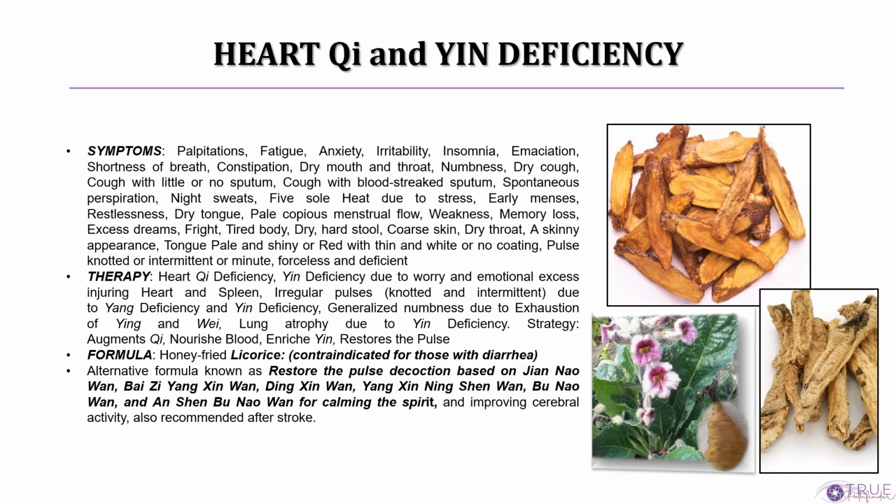Alternative formulas to restore the pulse are a decoction based on Jian Nao Wan, Bai Ji Yang Xin Wan, Ding Xin Wan, Yang Xin Ning Shen Wan, Bu Nao Wan, and An Shen Bu Nao Wan for calming the spirit and improving cerebral activity. By the way, this formula is also recommended after a stroke.